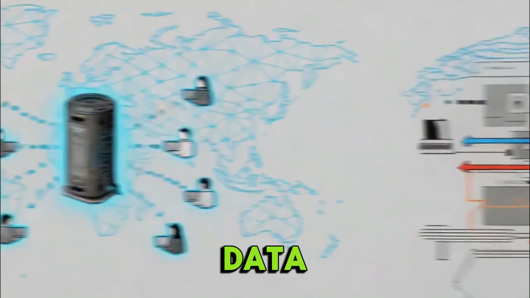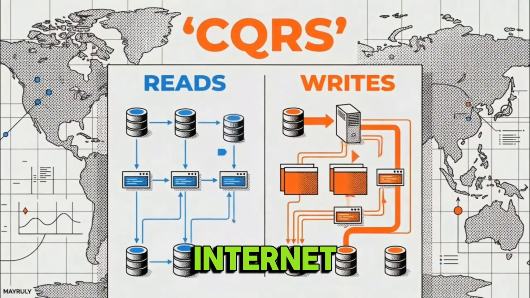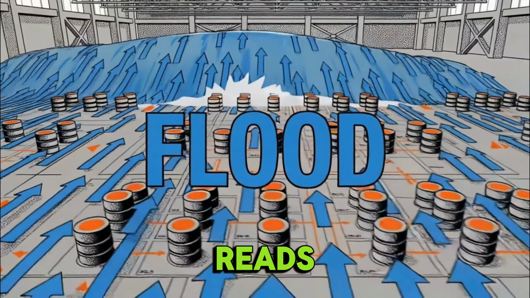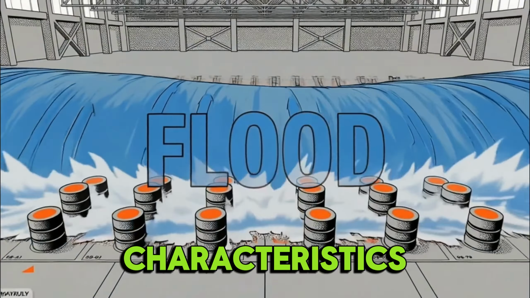But now let me show you what happens at Netflix scale. Netflix serves over 230 million subscribers. At peak hours, their streaming platform accounts for approximately 15% of all global internet traffic. Think about what that actually means. 15% of everything moving across the internet at peak time is Netflix. In that environment, reads and writes have completely different characteristics.